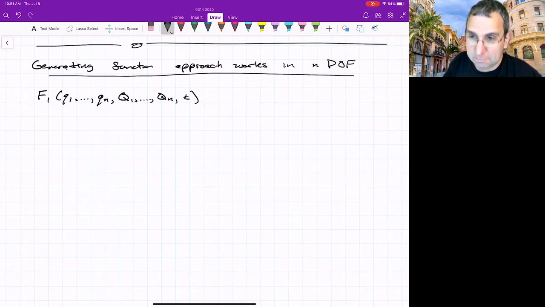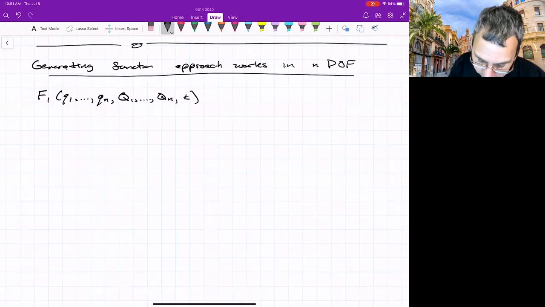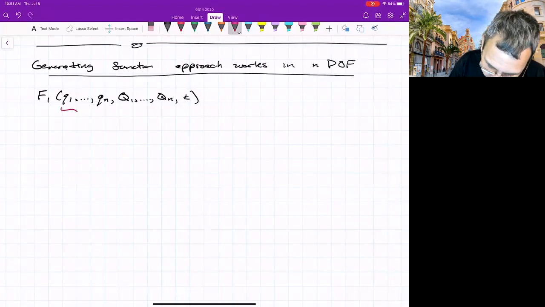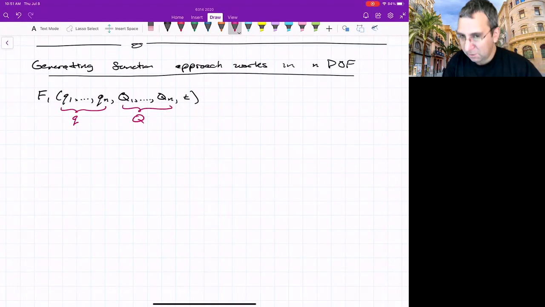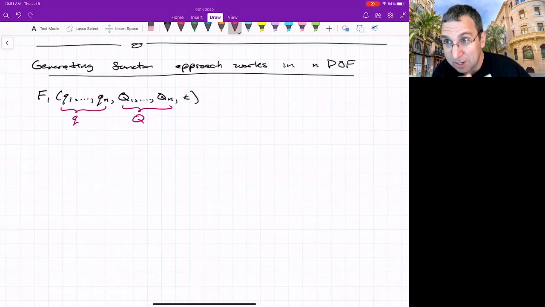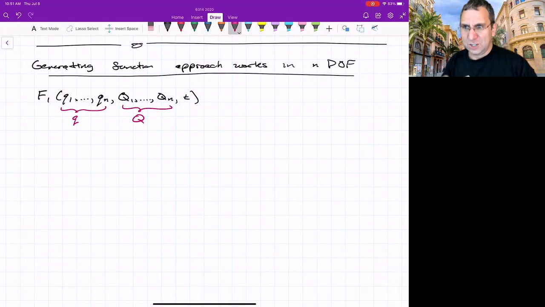And everything holds. Just for notation purposes, I'll be writing the set of all little q's as little q, the set of all big Q's as big Q. This subscript 1 follows a numbering convention of at least Hamill's book, and different books will have different conventions. So be careful. This might be called a generating function of the first kind.